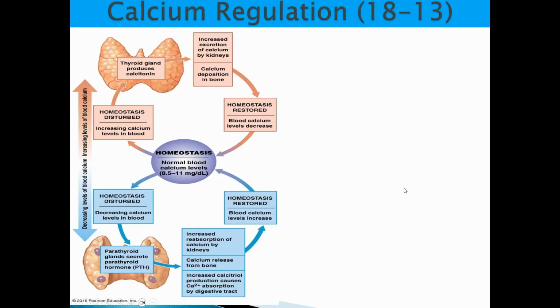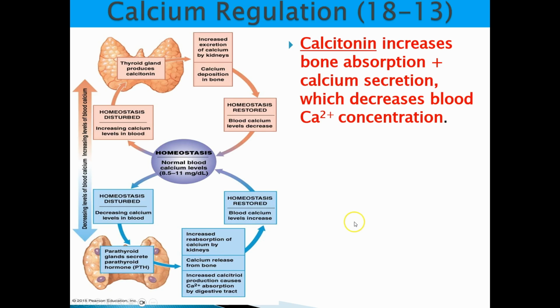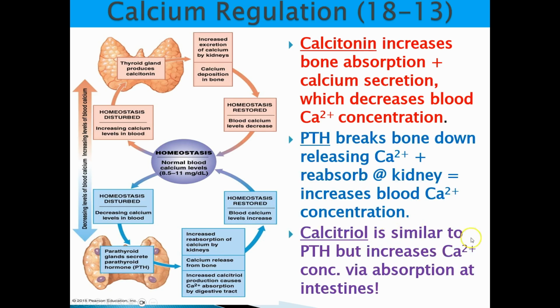All right, and so here's the calcium regulation right here, being able to break this down. If you notice right there, they say PTH increased calcitriol production causes calcium absorption at the digestive tract. So that's because of calcitriol. Again, this increased reabsorption of calcium at the kidneys is not a factor of calcitriol. It is strictly PTH. Make sure you know these really well.